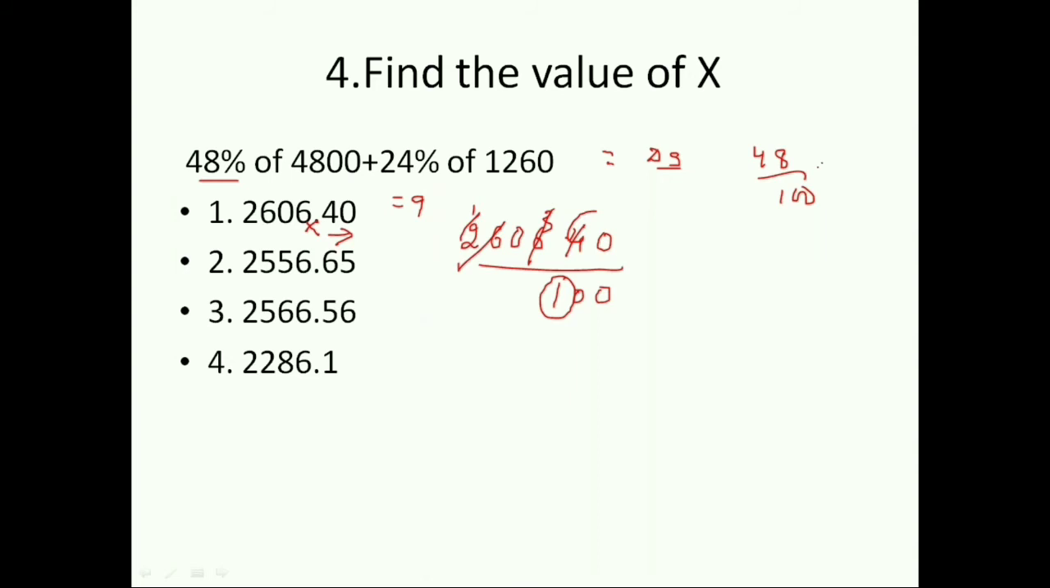48 by 100 into 4800. Oh, sorry, 4800. Yes, sorry, it's 4800. But 0 does not make any difference. Plus next, 24% of 1260. 6 plus 2, 8, or 9. 9 into anything, from here we will get 0 only. This part will always give me 0.